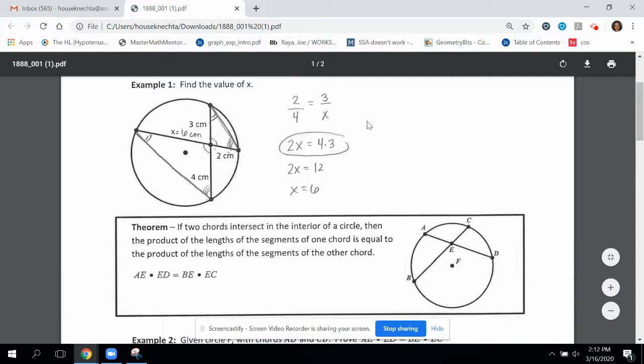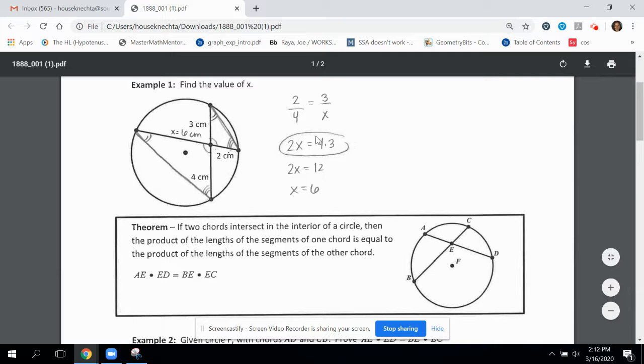So what I did here is I set up a proportion. I said 2 between the 3 and the 1 marking compares to 4 between the 3 and the 1 marking, the same way that 3 compares to x in this case. Simply cross multiply and solve from there.